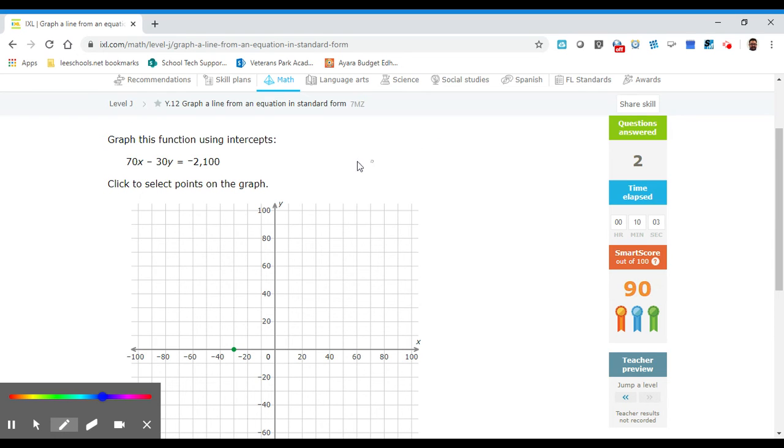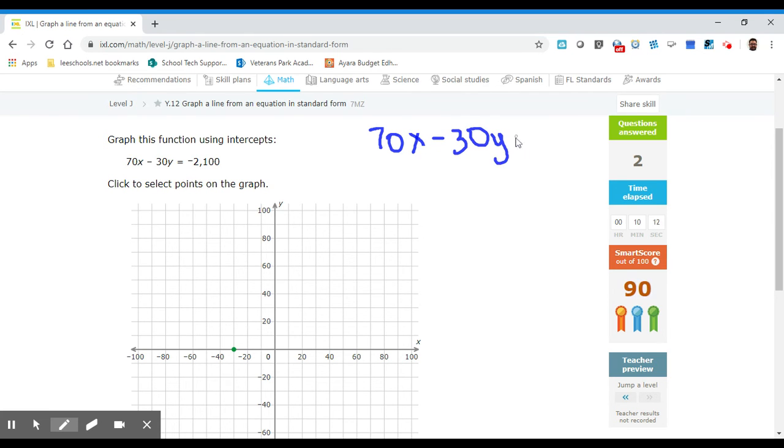Okay, let's go up here and we'll do 70x minus 30y equals negative 2100. Okay, if we want to find the y-axis intercept, we have to solve for y. So we're just going to get rid of x. If you get really fast at it, you know a 0 is going to be here. You can just cross this out. It'll be negative 30y equals negative 2100.